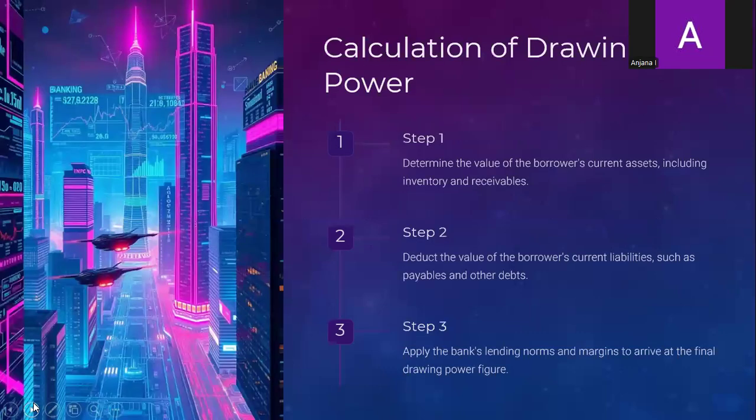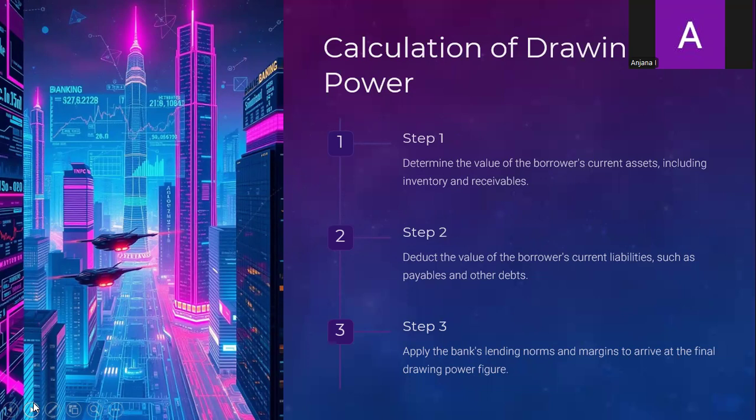Now, these are the steps of calculating the drawing cost. First, you have to determine the value of the current assets. Current assets here includes your inventory, receivables, and you have to reduce your creditors. Second, you have to deduct the value of the borrower's current liability, as in payables. That is nothing but reduction of creditors. And third, you have to apply the bank's lending norms and margin to arrive at the drawing cost figure.